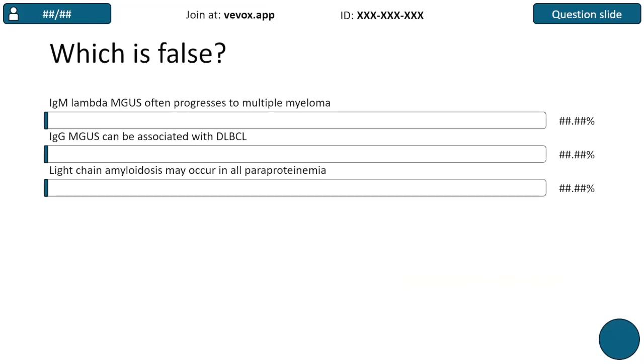So the question is, which is false? IgM lambda MGUS often progresses to multiple myeloma. IgG MGUS can be associated with DLBCL, diffuse large B-cell lymphoma, and light chain amyloidosis may occur in all paraproteinemia.